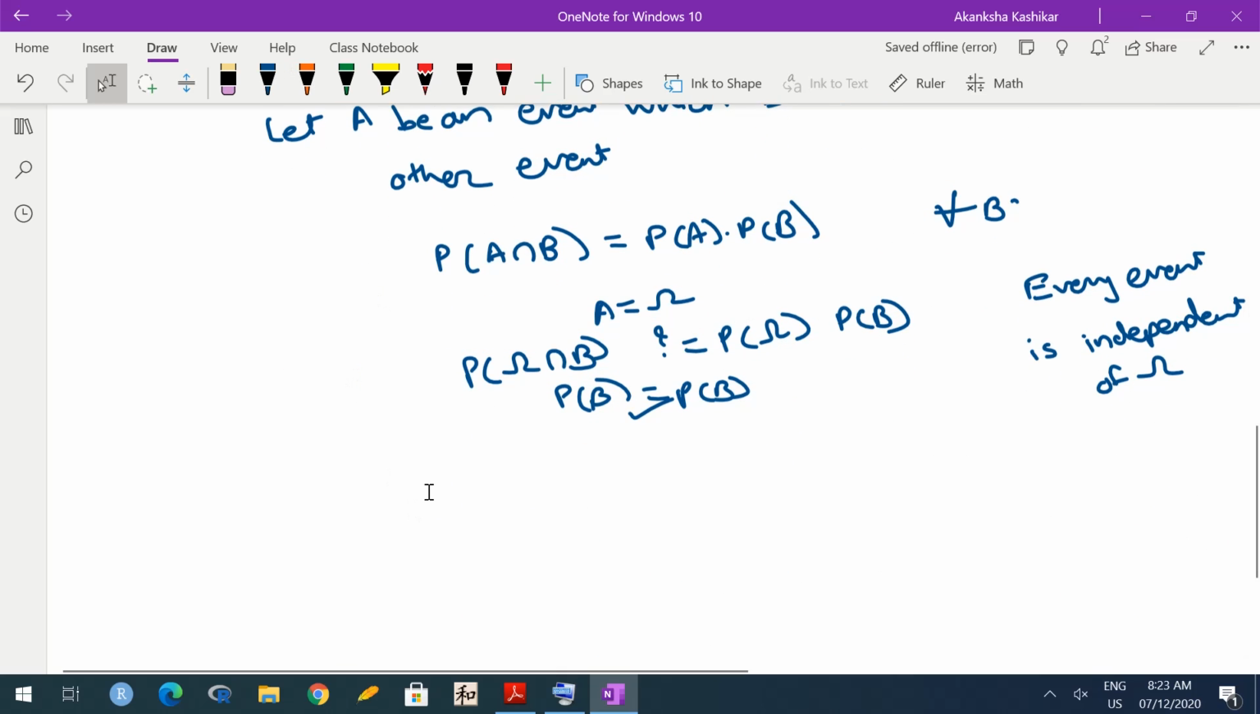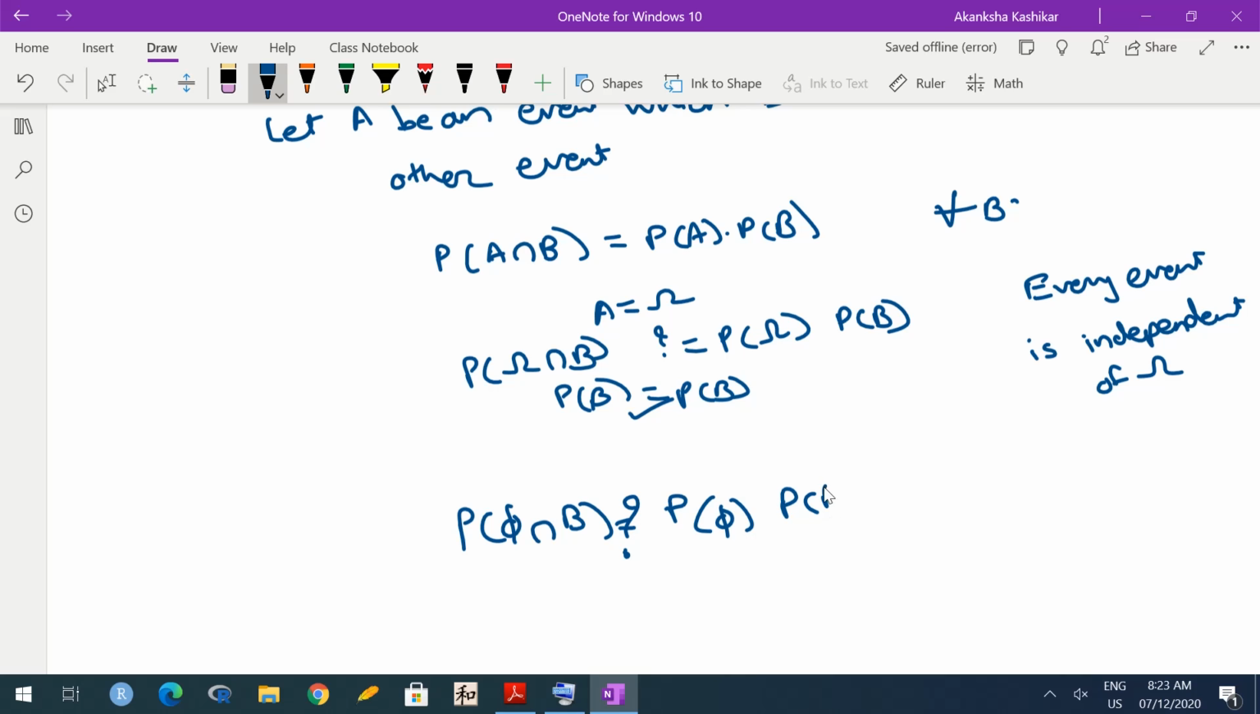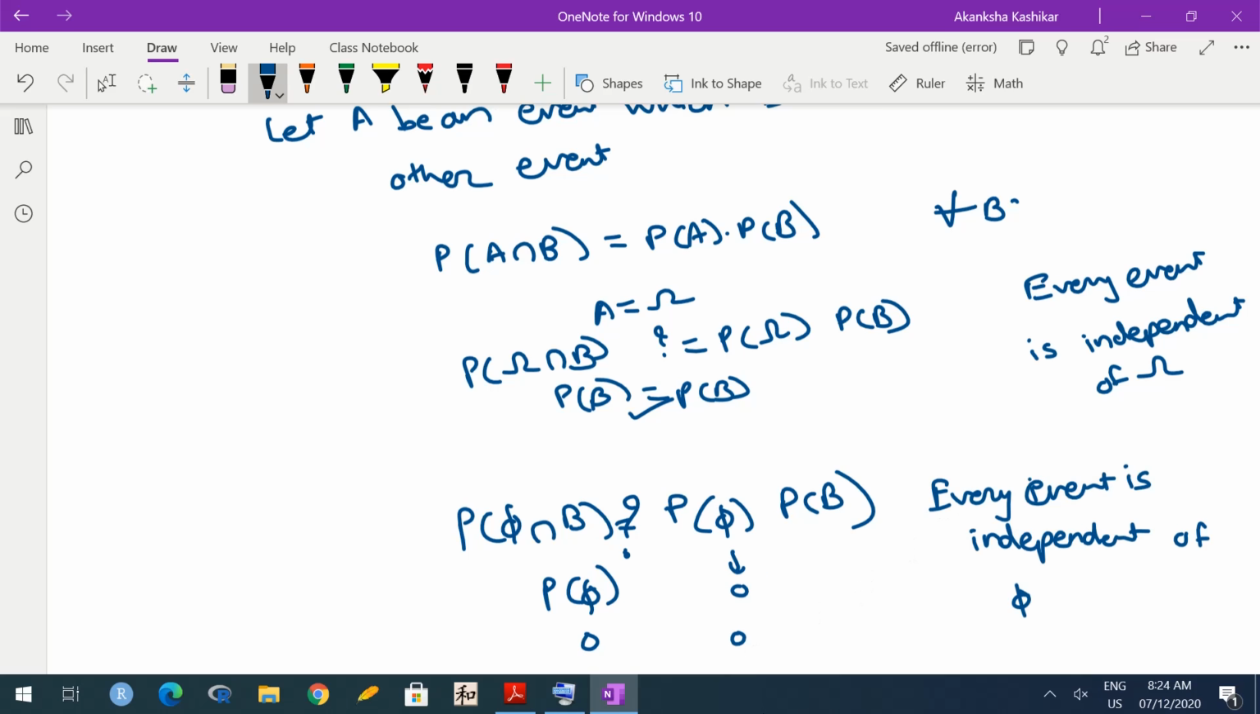Does it work for phi? So if I try probability of phi intersection with B, and I want to check whether it is the same as probability of phi into probability of B. Probability of phi intersection B is nothing but phi, and hence it is 0, and the right side, because this is 0, would be 0. Hence every event is independent of phi.